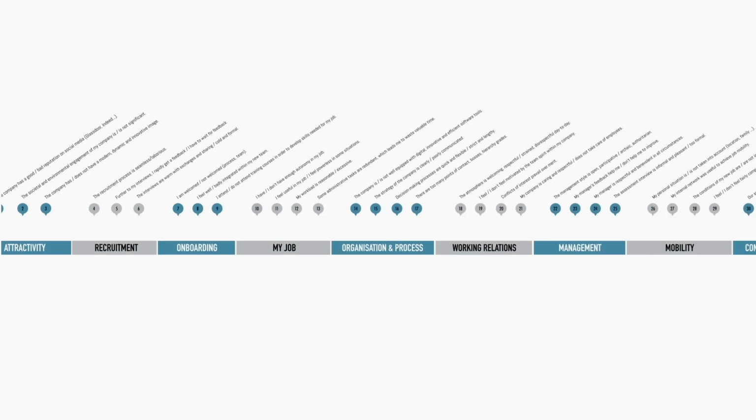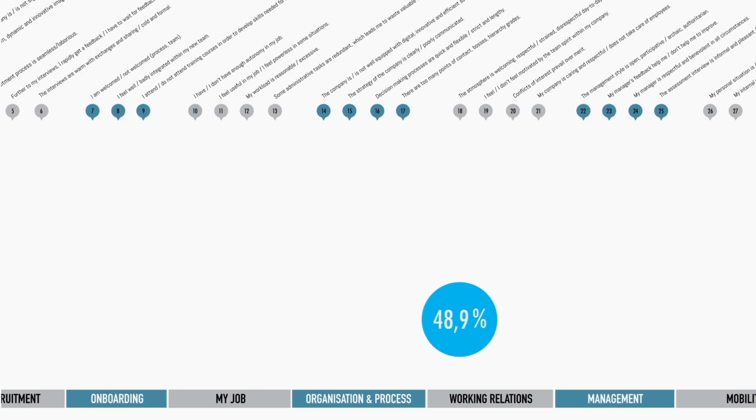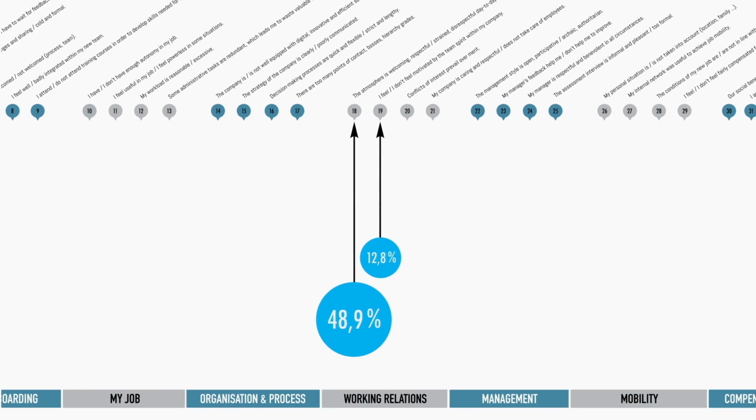Now let's quantify that. First element, occurrence. It shows the percentage of employees who mentioned each touch point. It's what the blue bubbles show. We can see that some touch points are much more commented on than others.